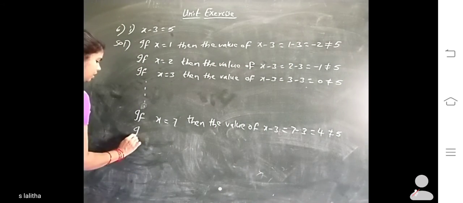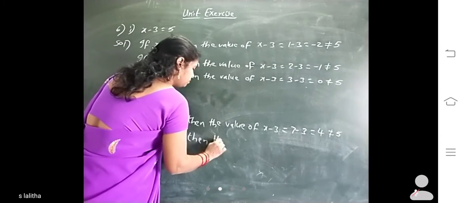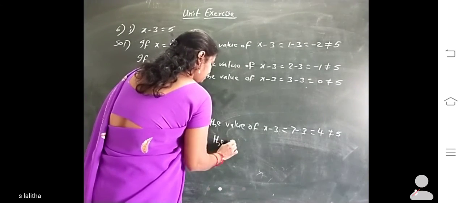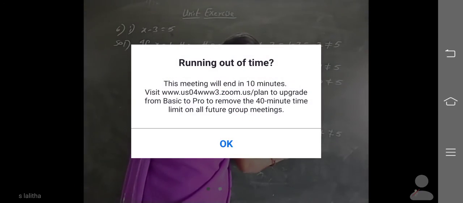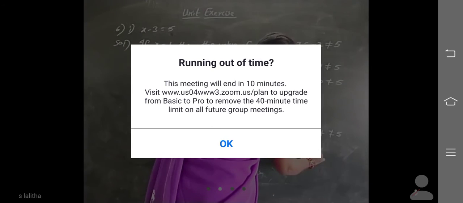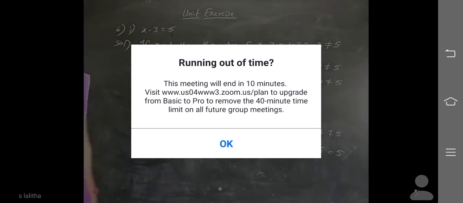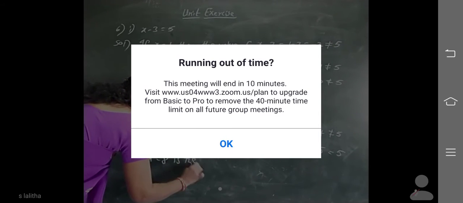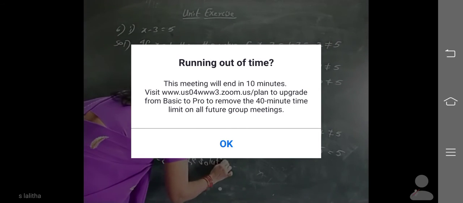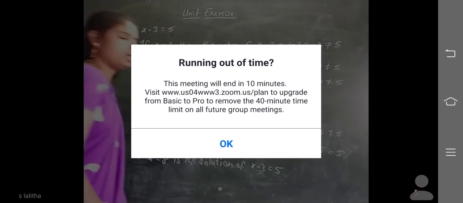Again, if x = 8, then the value of x - 3 is 8 - 3 = 5. So it is equal to 5, as given. Now, therefore, what is the solution here? x = 8 is the solution of x - 3 = 5. Okay? Right.